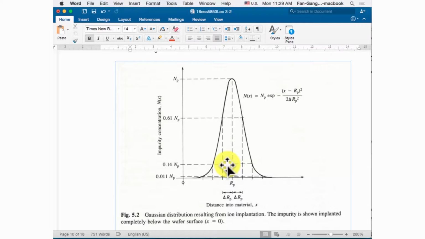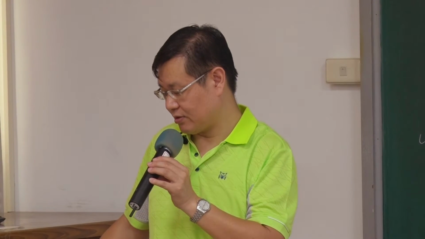Depends on energy. If you give a lot of acceleration energy, it will go deeper. But it also depends on the atoms, the species of atoms, different atoms. So heavier atoms will stop closer to the surface, but lighter atoms will go deeper into the surface.